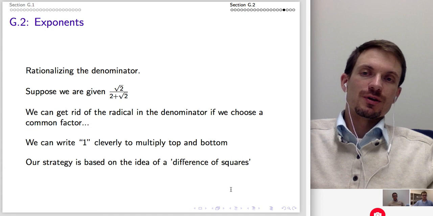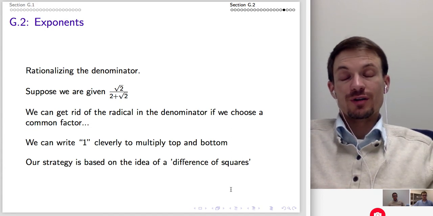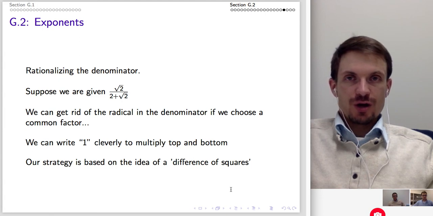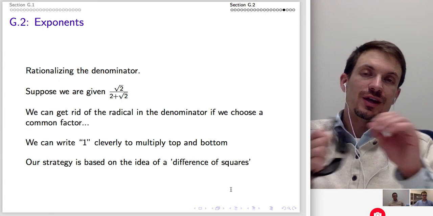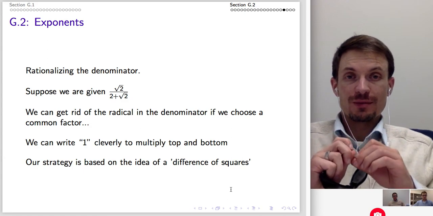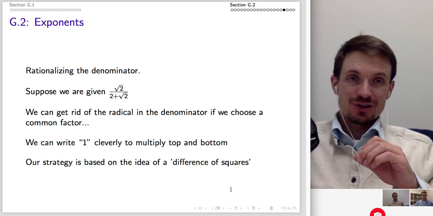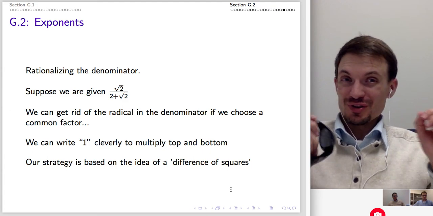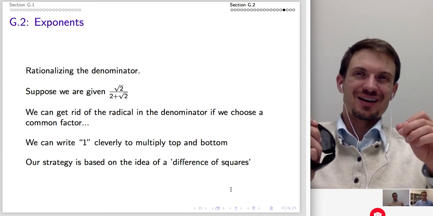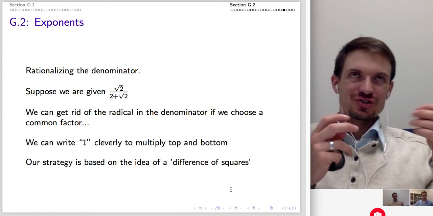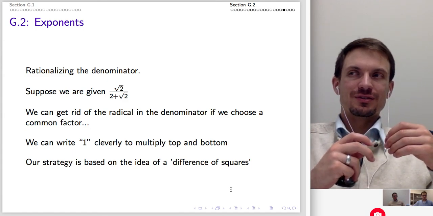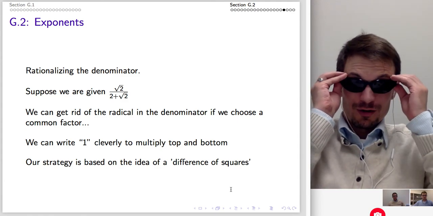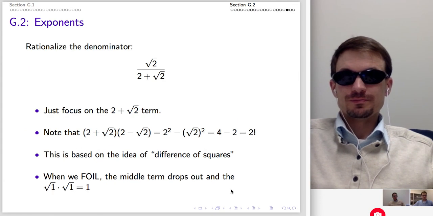Well, suppose you have something more complicated. You have a sum, or a difference. Now what we're going to do is exploit the idea of a difference of squares. Why a difference of squares? Well, if we get a difference of squares, remember, the middle term drops out, and we're just left with something squared minus something else squared. Well, if one of those is a radical, squared is just whatever is the base. So if we do this carefully, we can eliminate radicals from the denominator. That's going to be our strategy here.